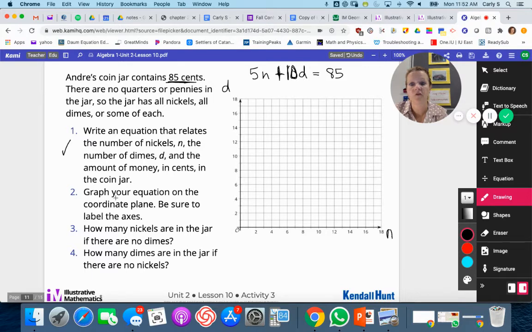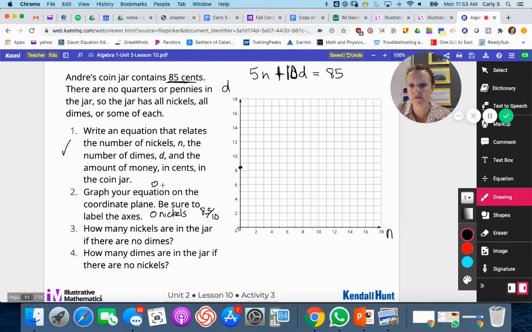Graph your equation on the coordinate plane. Be sure to label the axes. So let's do, if I have 0 nickels, how many dimes would I have? So 0 nickels, I'm going to do 85 over 10 dimes. That'd be 8.5. Can we have half of a dime? No. So 0 nickels would be 8.5 dimes.